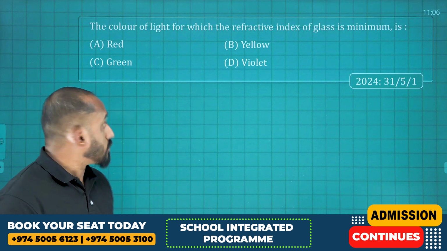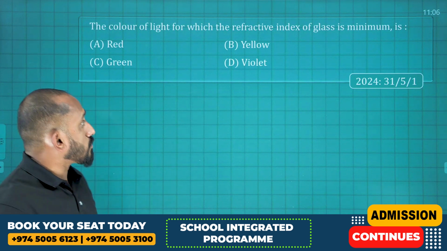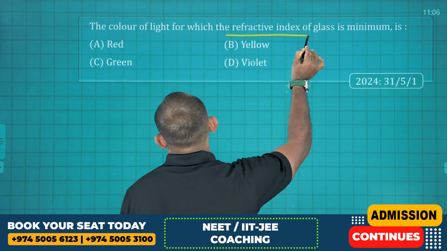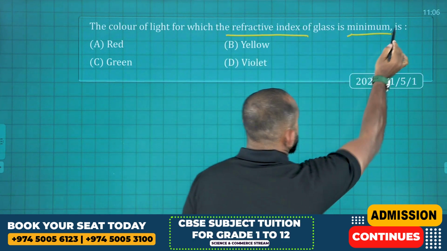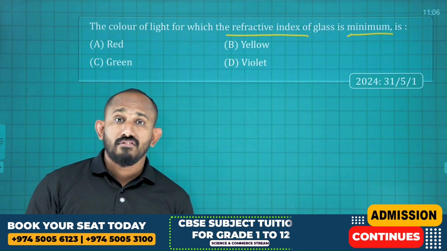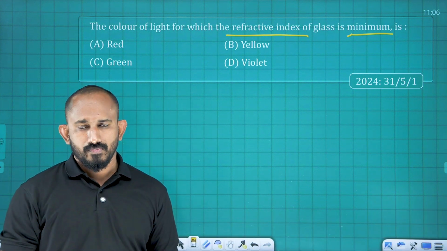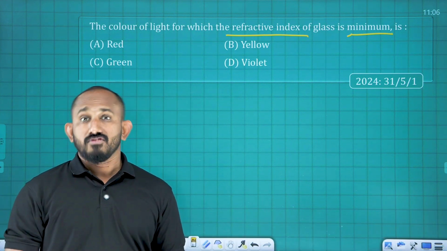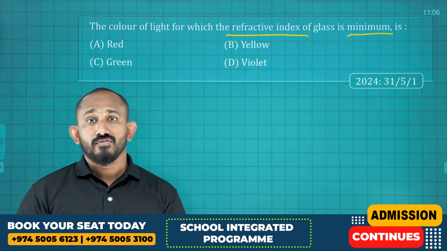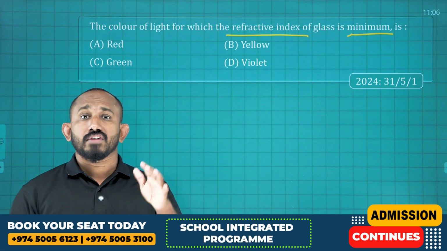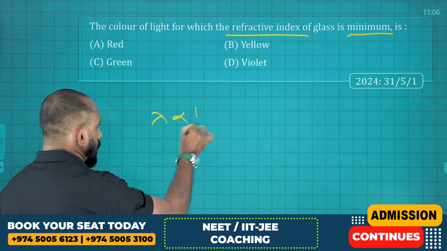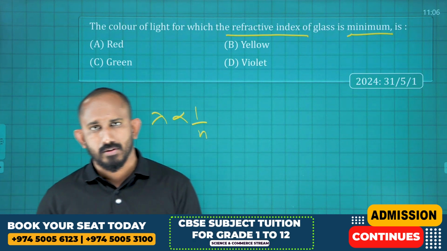The color of light for which the refractive index of glass is minimum is. Refractive index is minimum for which color? There is a relation between wavelength and refractive index. Wavelength and refractive index are inversely proportional. If wavelength is greater, refractive index is lesser. One relation you can keep in mind.